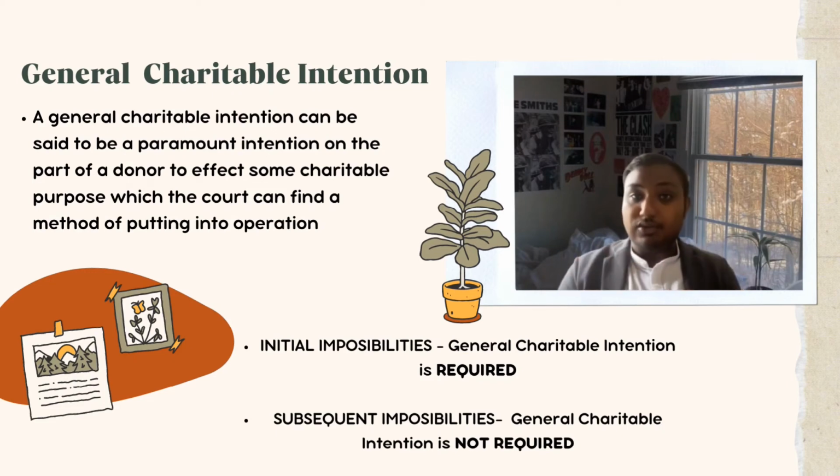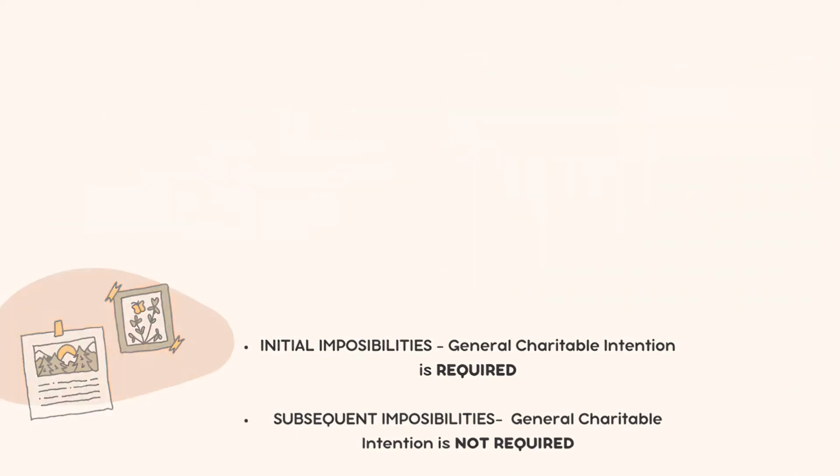So when we talk about general charitable intention, we shall look into two circumstances, which are the initial impossibilities and also the subsequent impossibilities. For the initial impossibilities, the general charitable intention is required. Meanwhile, for the subsequent impossibility, the general charitable intention is not necessarily required.